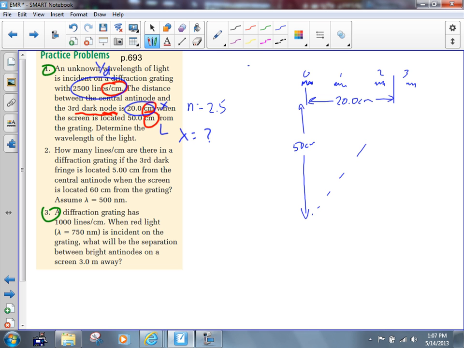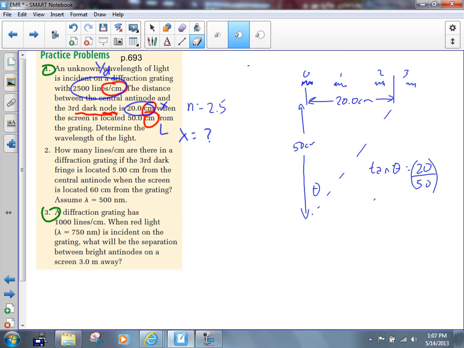Let's find the angle. We can find the angle by saying tan theta is equal to opposite over adjacent. So tan theta is equal to 20 over 50. Theta is equal to the inverse tan of 0.4. What do we get for that angle there? 21.8 degrees. That's a big angle. If we're above 10 degrees or so, then we don't want to go with that equation. We want to go with the sine theta equation. So clearly we're at 21.8 degrees. We've got to go with that other equation.